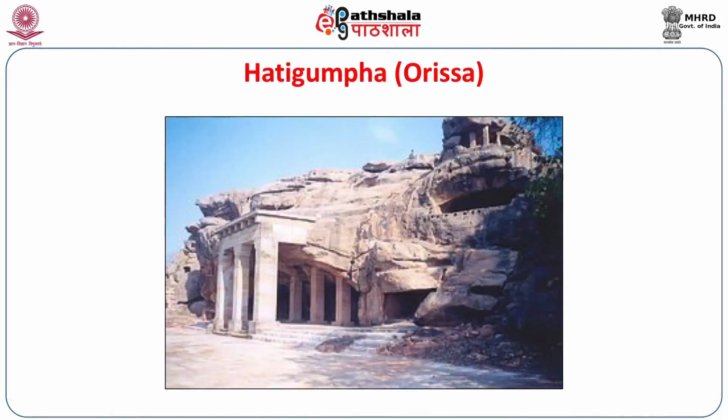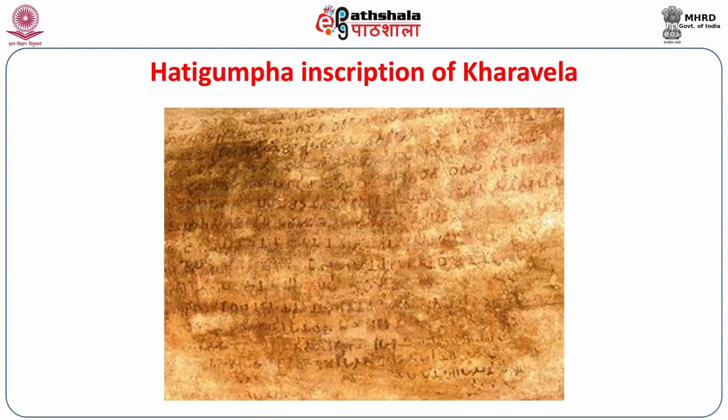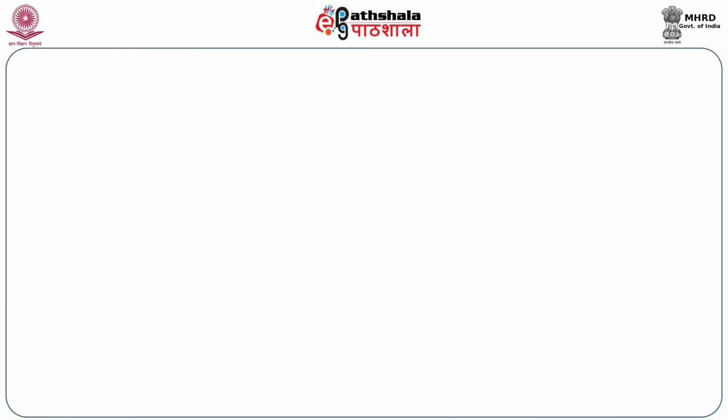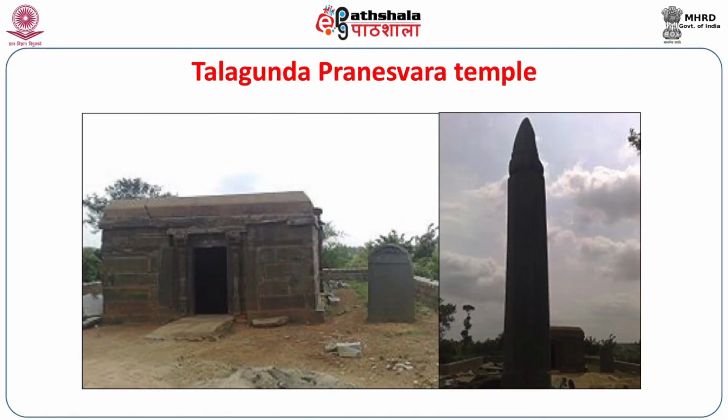Then here on the screen you can also see the Hathigumpha site, where the inscription was engraved on the top of the cave, and people could read it out, and the people might have gathered at Hathigumpha to read this inscription. Now, the inscriptions, as I have mentioned, are also dedicatory or donative in character, and also mention dedication of waterworks. The Talagunda inscription of Shantivarman is one such where a waterwork has been mentioned as a dedication, and there is a pillar here at Talagunda Praneshwar temple.